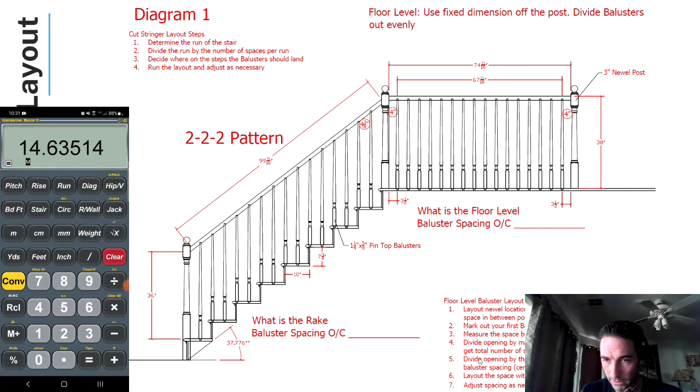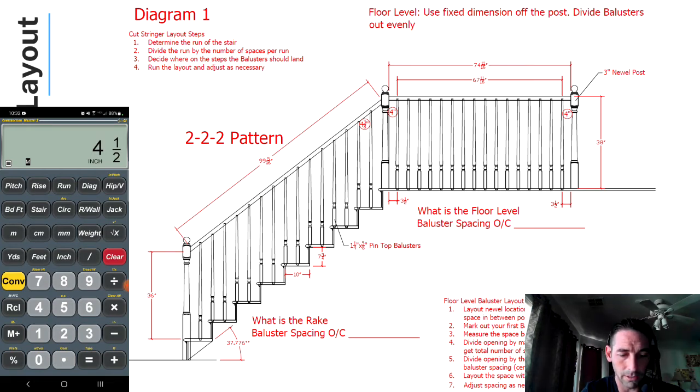Now what does it say? It says divide the opening by the maximum baluster spacing, then round up to get the total number of spaces. So that means we have 15 spaces. Now it says divide the opening by the number of spaces to get the baluster spacings on center. So we rounded up to 15. I'm going to go back to 67 inch 11/16, divided by 15. So that's 4.5 inches. So I know that my baluster spacing on center for these is going to be 4.5 inches.